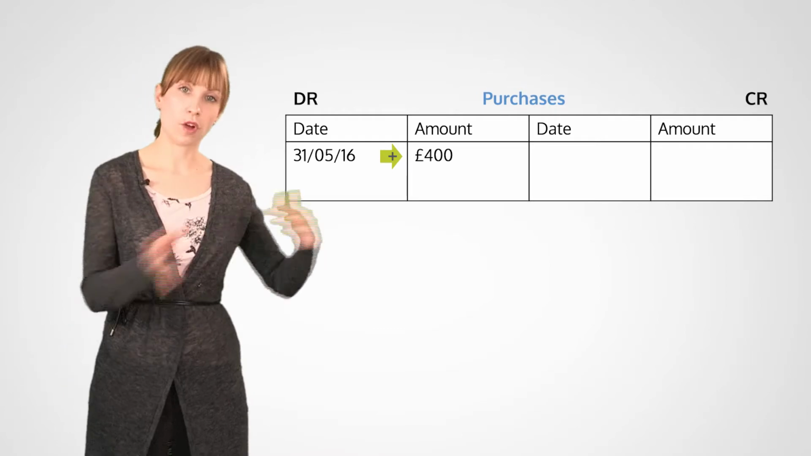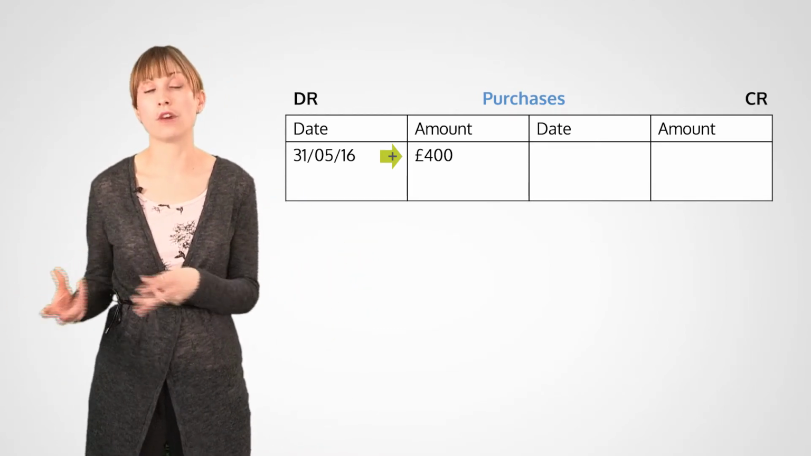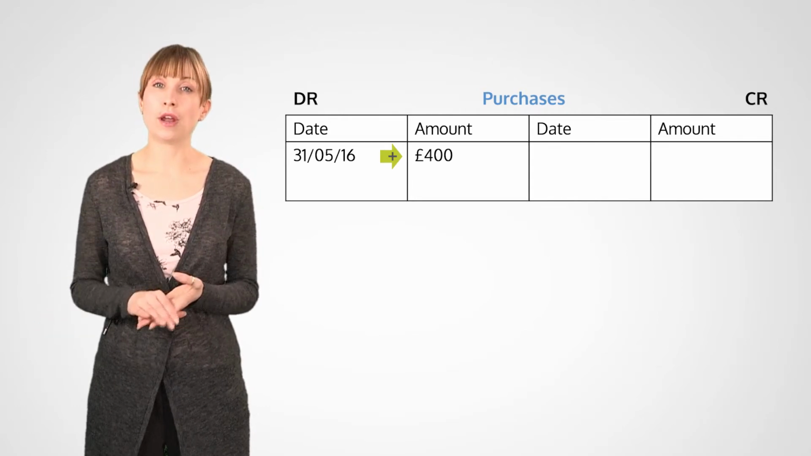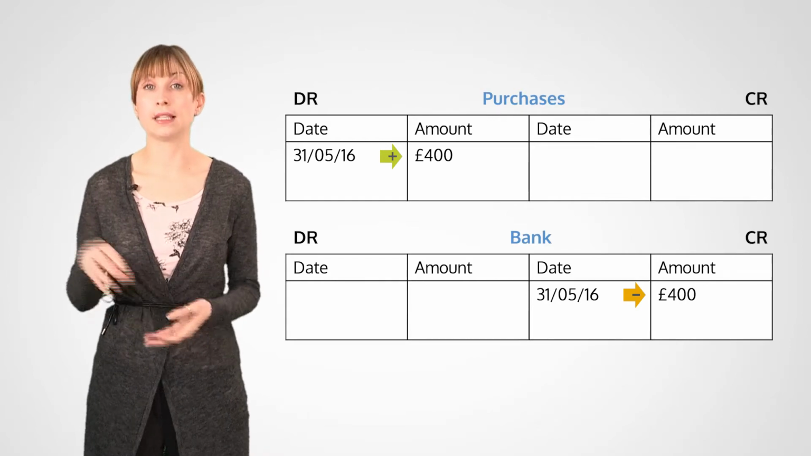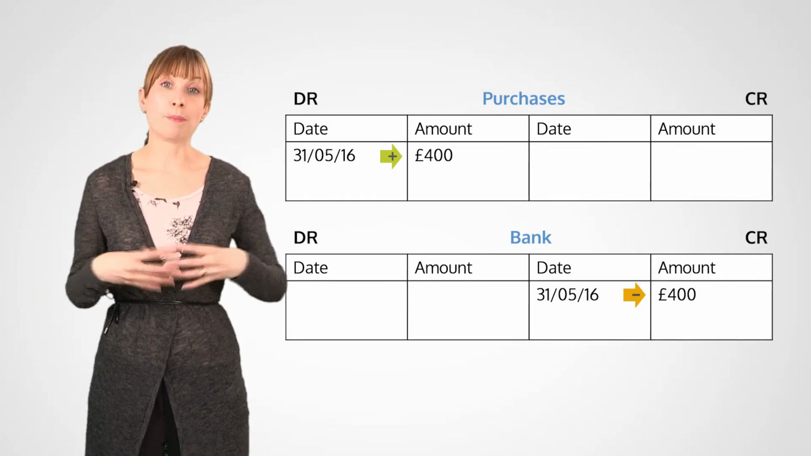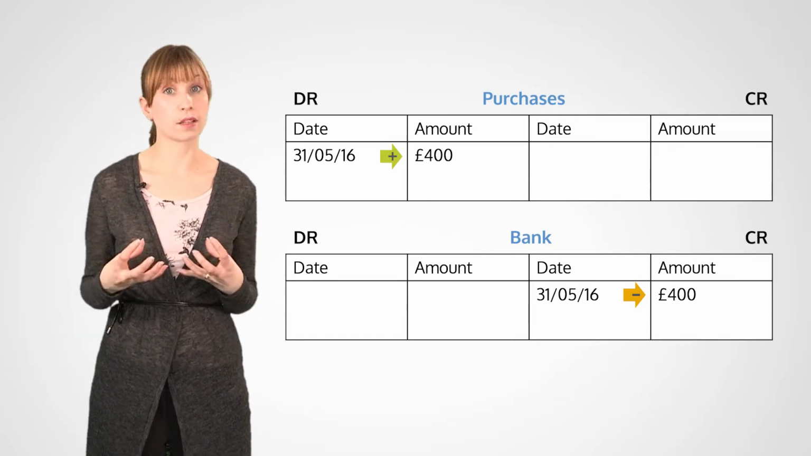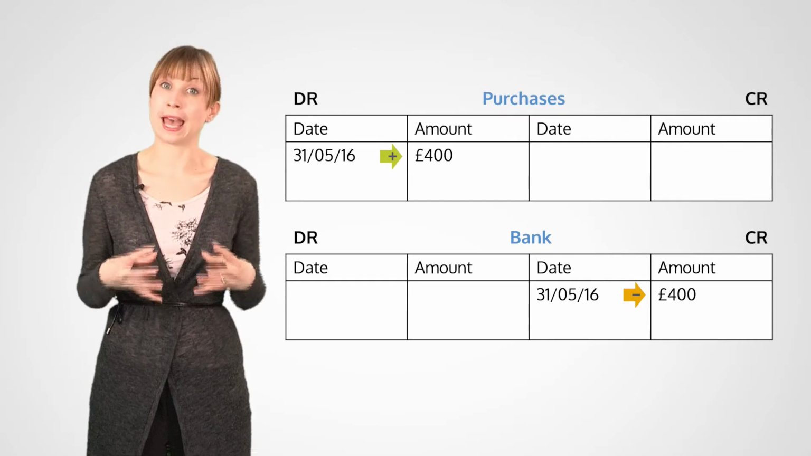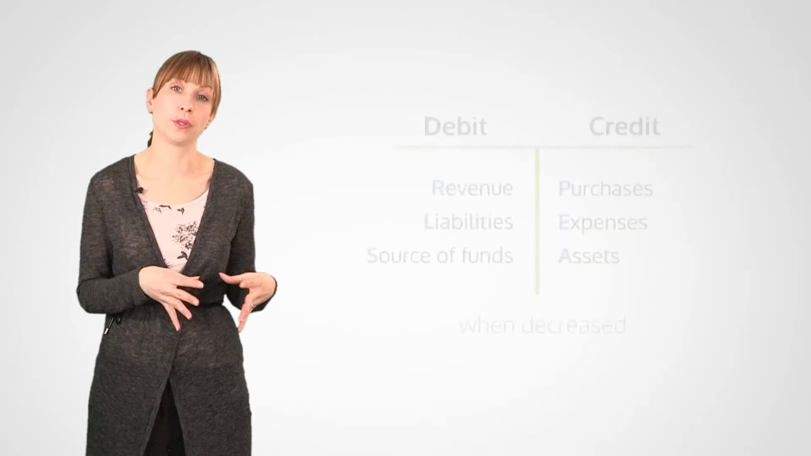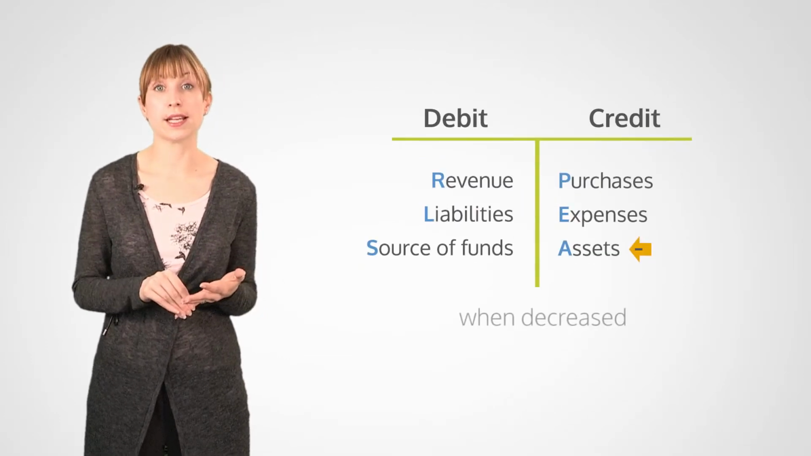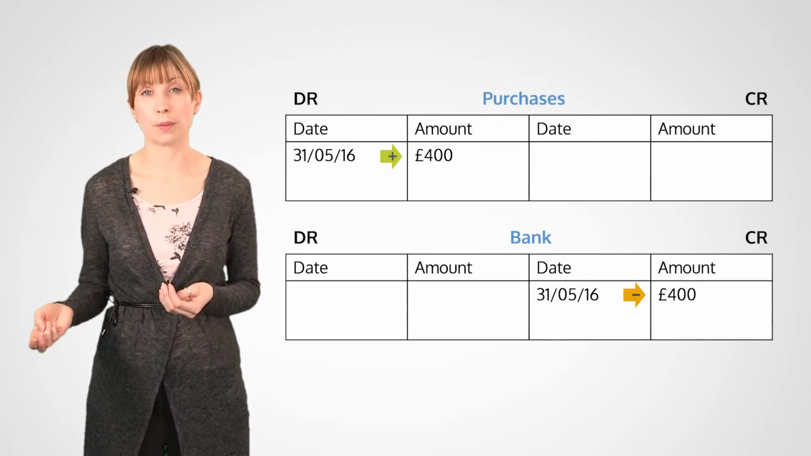We also know if we've got a debit entry, then we must also have a credit entry. So we need that corresponding credit entry. And the other entry is going to go to the bank account because we've taken money out of the bank to pay for the books. Now the bank account, that's classified as an asset because if we think back, the bank's got money in that the business owns, so it's their money, it makes it an asset. And if we then go back to PEARLs, if we decrease an asset, we credit it. So we're now going to credit the bank with £400.